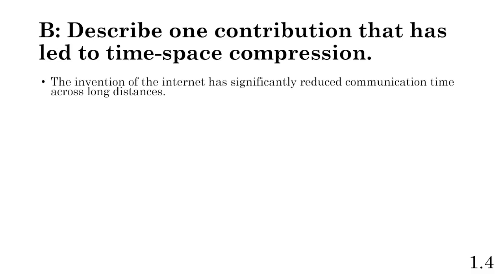So the first one, the invention of the internet has significantly reduced communication time across long distances. Great. You described how it contributes to time-space compression. It's not asking you how is the internet made up. How does the internet work? Because obviously you may not know exactly how the internet really works. And that's okay. It's asking how it relates to time-space compression. You don't have to go on and give a thesis here, 20,000 pages worth of information. This is fine. This will do it.